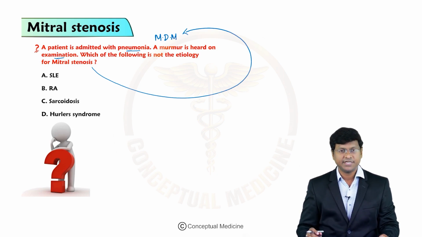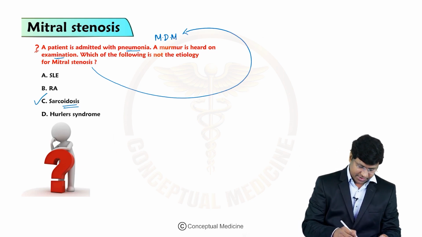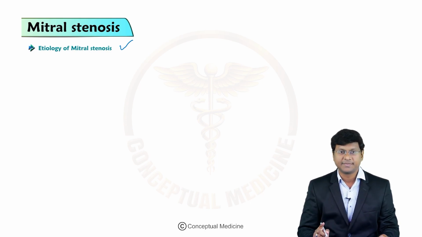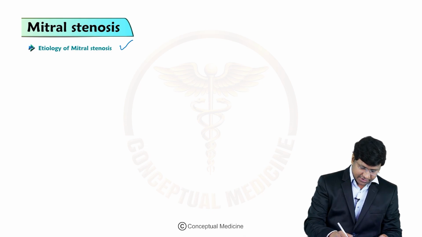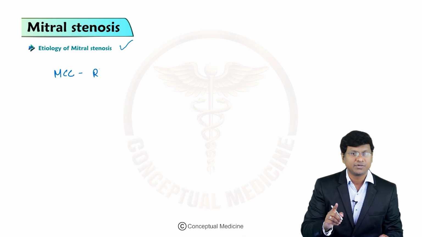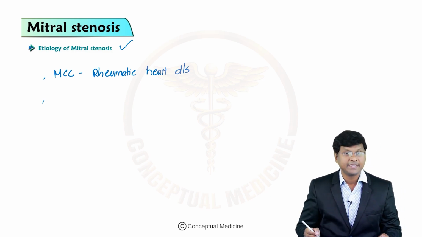I'll discuss the etiology in detail now, but among the options given to you, the one which will not cause mitral stenosis is sarcoidosis. Sarcoidosis does not cause mitral stenosis. Now, the etiology of mitral stenosis: the most common cause of mitral stenosis is rheumatic heart disease.